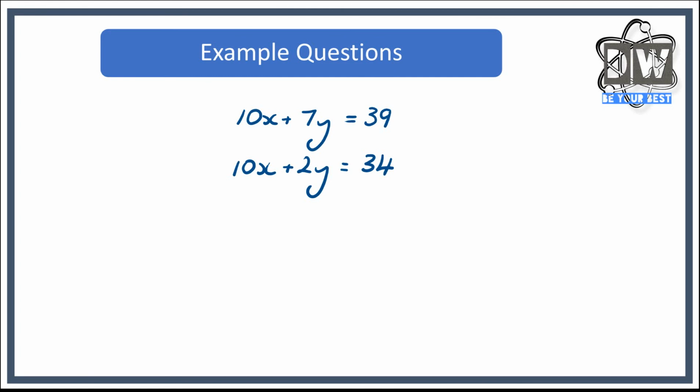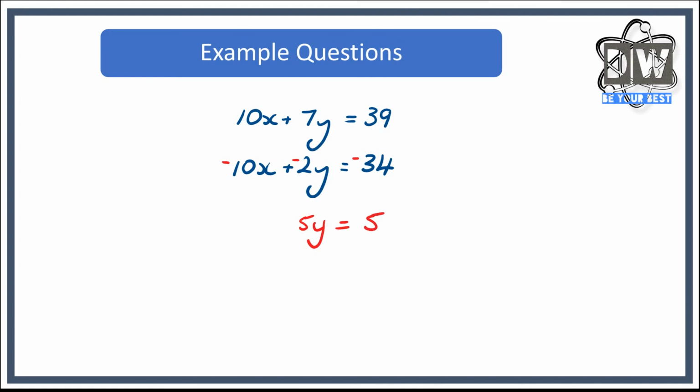Our identical twins are 10x. So all I'm going to do is change all the symbols along there so they're all negatives. Then 10x take away 10x gives me nothing, 7y take away 2y gives me 5y, and 39 take away 34 gives me 5. So simple, isn't it, now that we've done this before? So simple. What do we do now?